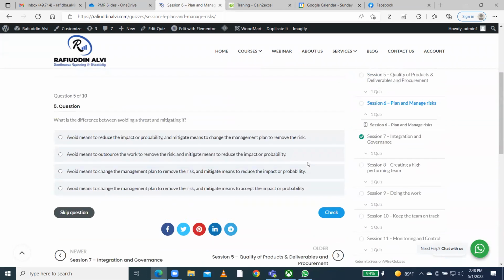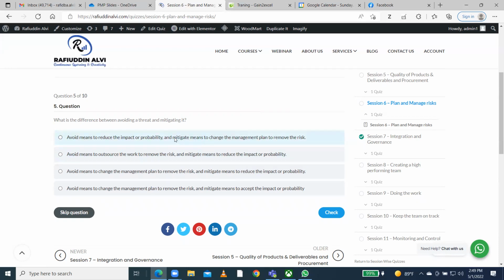So, what is the difference between avoiding the threat and mitigating it? Avoid means to reduce the impact or probability, and mitigate means to change the management plan. Sorry, avoid means to outsource the work. No, avoid means change the management plan. No, I think first one. Which one? Okay. Avoid means to reduce the impact or probability. And mitigate means to change management plan to avoid risk.